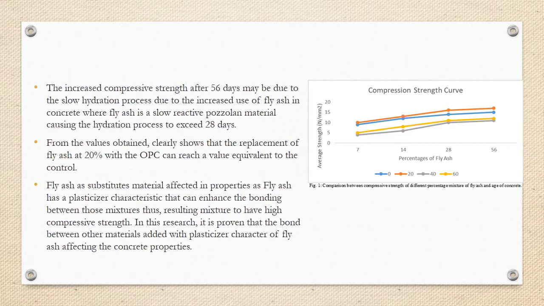Fly ash as a substitute material is effective in properties, as fly ash has a plasticizer characteristic that can enhance the bonding between those mixtures, thus resulting in a mixture with high compressive strength. In this research, it is proven that the bond between other materials added with the plasticizer character of fly ash affects the concrete properties.